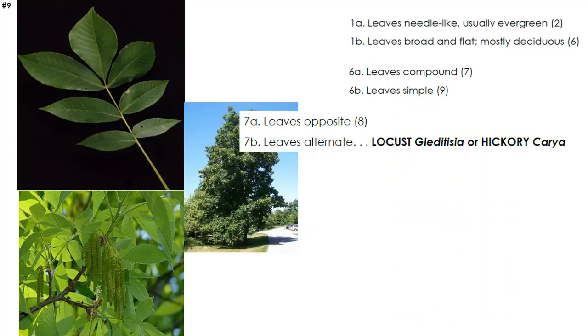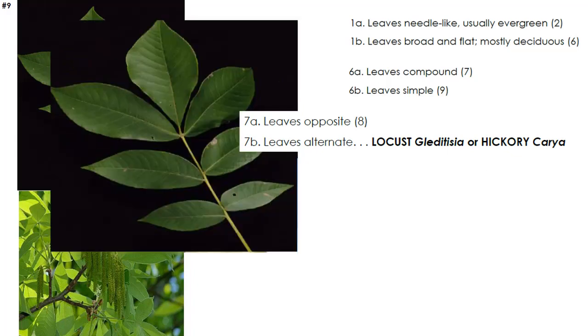7A, leaves opposite. 7B, leaves alternate. Let's go look at this one a little closer. This is one of those situations where at first glance you may actually say these leaves are opposite, but they're not. If you look really closely, you realize that these are not opposite. They may look like they're opposite at the very end, but the ones on the bottom, those other two really are not. So these are alternate.